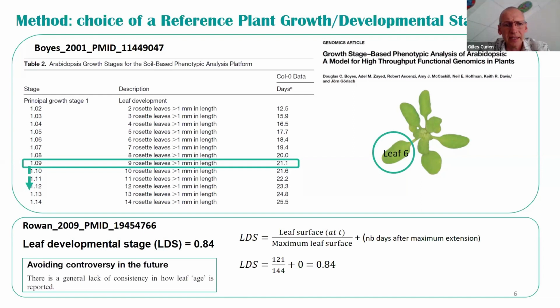There's something else that I think is interesting that we discovered during the building of this atlas. It's the leaf developmental stage, which integrates the leaf surface at time t of the measurement, or when you take the leaf to do your experiment, divided by the maximum leaf surface, and you add the number of days after maximum extension is reached. It's apparently not very used, but it could be useful. If you're interested, you can read this paragraph in this paper about controversy in the leaf developmental stage. So in our case, the leaf we will use for the atlas is not completely expanded, because the experiments were done with this kind of leaf. So the LDS is 0.0584.